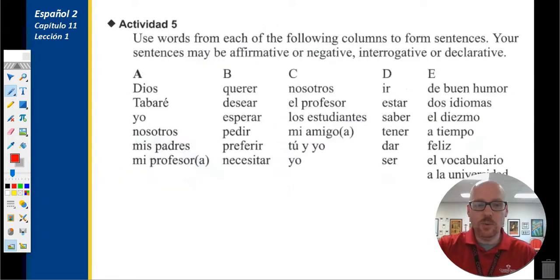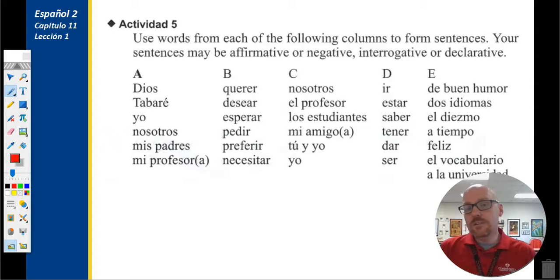And then the last activity that we'll look at today, Actividad 5. Actividad 5 está en página 284, 284. Use words from each of the following columns to form sentences. Your sentences can be affirmative, they can be negative, they can be interrogative, you can be asking a question, or you can just be making a statement with a declarative sentence. You have 6 in each, 7 in letter E. You have a lot of information in each of these columns here.